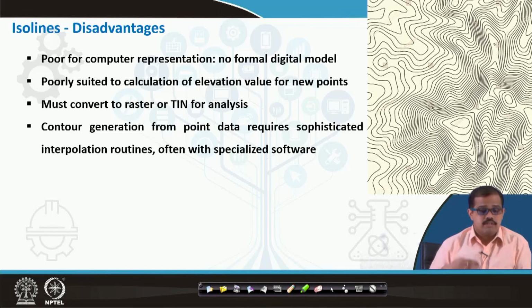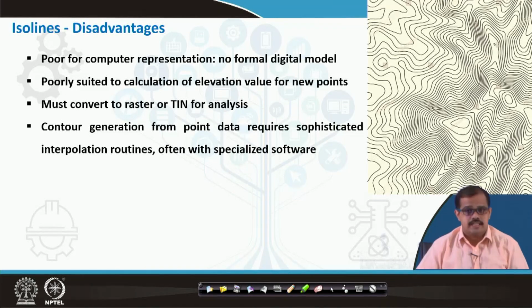Then you must convert to raster or TIN for any kind of analysis, otherwise you cannot do any analysis using an isoline. Then the contour generation from point data requires sophisticated interpolation routines, often with specialized software. Nowadays most of the software can handle it. When I say specialized software, I mean software specialized in terms of GIS. So, GIS tools and science.